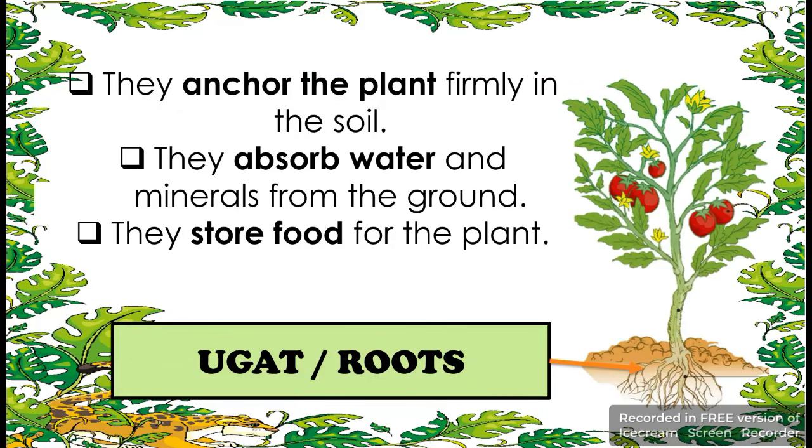And last, ugat or roots. They anchor the plant firmly in the soil. They absorb water and minerals from the ground. They store food for the plants.